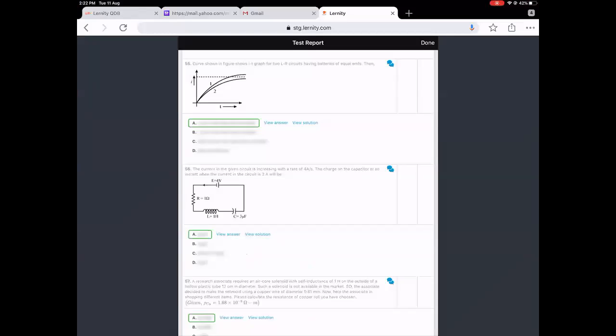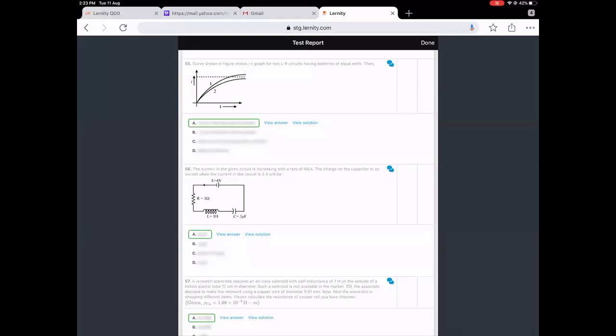The current in the given circuit is increasing at the rate of 4 ampere per second. The charge on the capacitor at an instant when the current in the circuit is 2 ampere. So current in the circuit is 2 ampere. So now this is 4 volt. Current is 2 ampere, so this will become 4. So 4 plus 2 is 6.